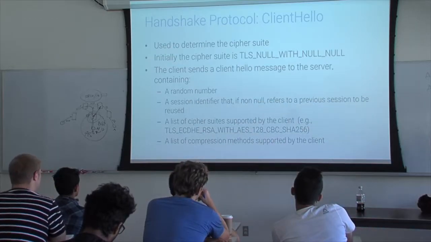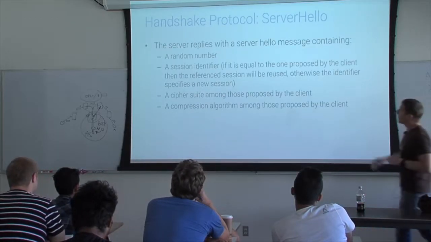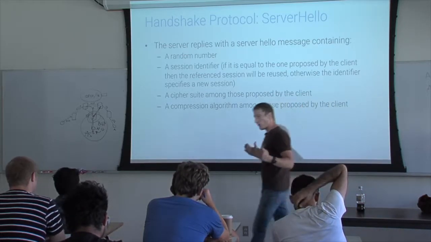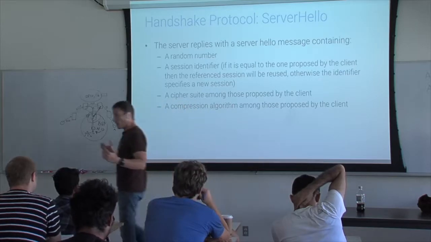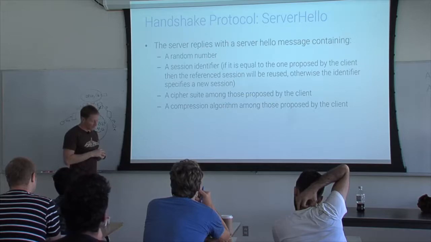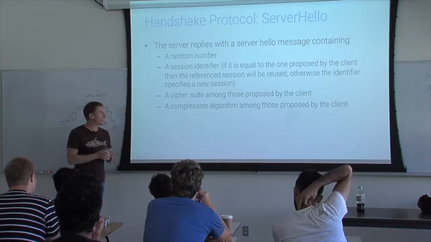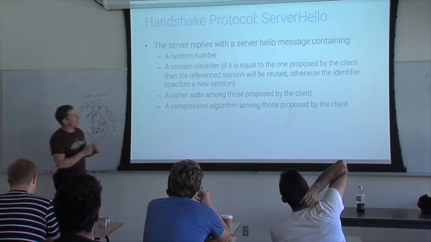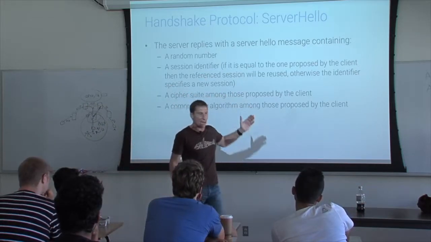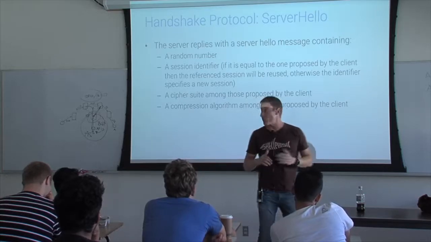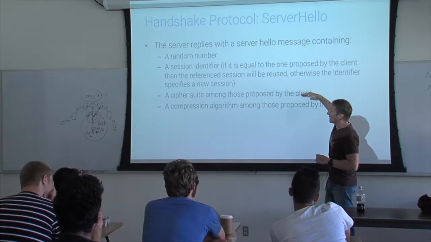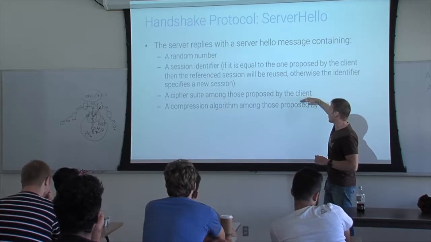So the server at that point says, okay, this is my random number. Remember, having two random numbers prevents people from being able to sort of interject into the communication, similar to what's done with WPA. There is a session identifier. If it's the same as the one proposed by the client, we're pretty much done. We don't have to decide much. Otherwise, usually there is a cipher chosen from those that are proposed by the client.